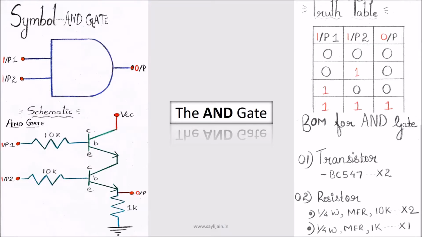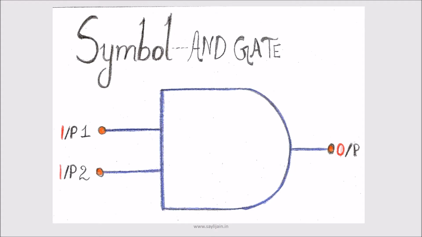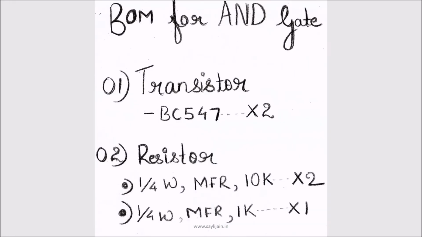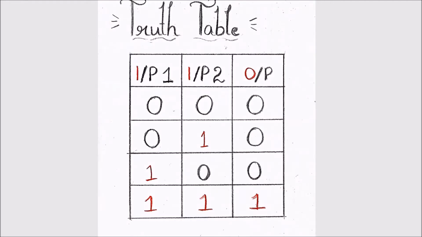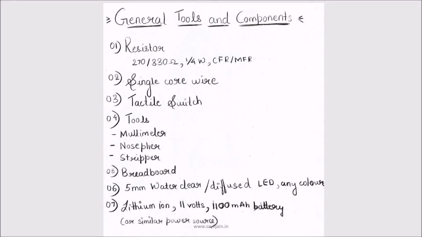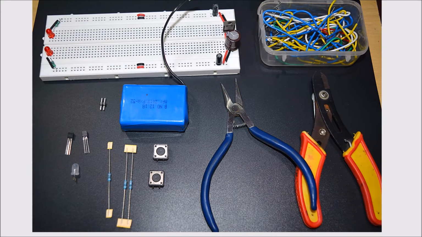Let's start. So I've used these 4 things to build the AND gate. Starting with the symbol of the AND gate. The symbol of the AND gate consists of 2 inputs and 1 output. Then I've referred to the schematic while building the circuit on the breadboard. And this is the bill of materials required to build an AND gate. The truth table of the AND gate, which I will be using to check the circuit at the end. And like I said, these 4 things I have used. So these are the set of general tools and components which I've used throughout the process.